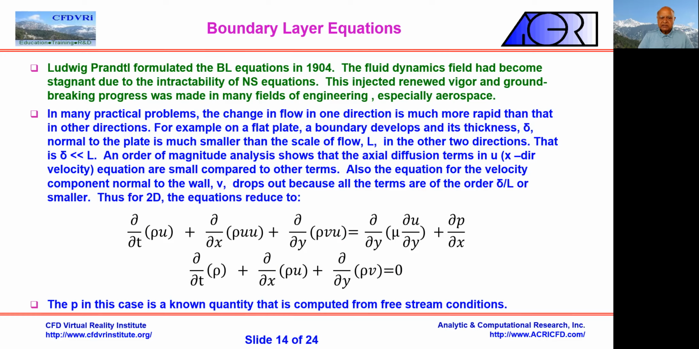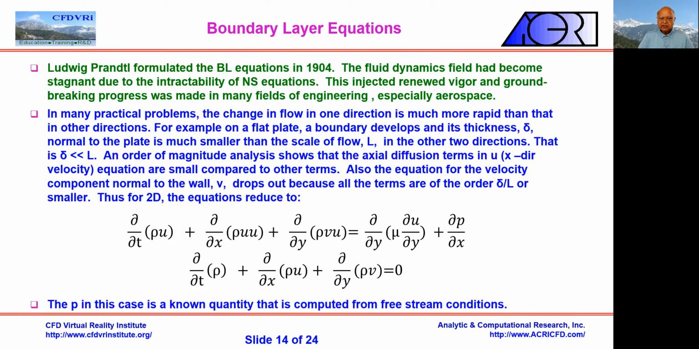If we put this order of magnitude analysis in the equations, we'll see that the axial diffusion terms in the U velocity equation are small compared to the other terms. The second thing that happens is that the equation for the velocity component normal to the wall, the V velocity, drops out because all the terms in this equation are of the order of delta over L or smaller.